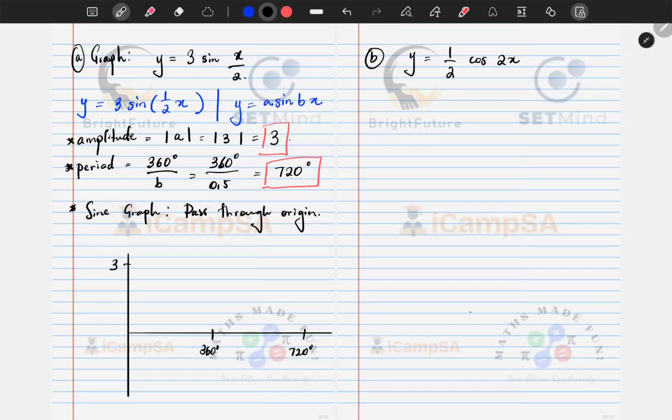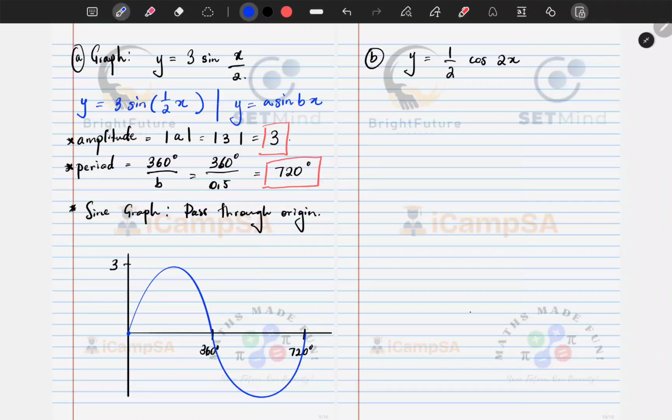So now we can go ahead and draw the graph, right? So this will be our graph. It will start here at the origin, and then it will pass 360, and then it will come to here. So it's gonna be a graph looking like this. Right, and then it will come here.